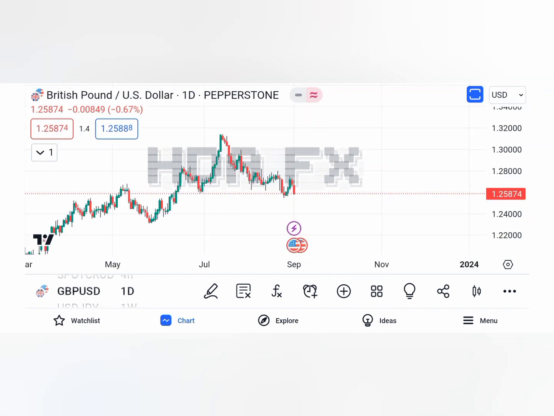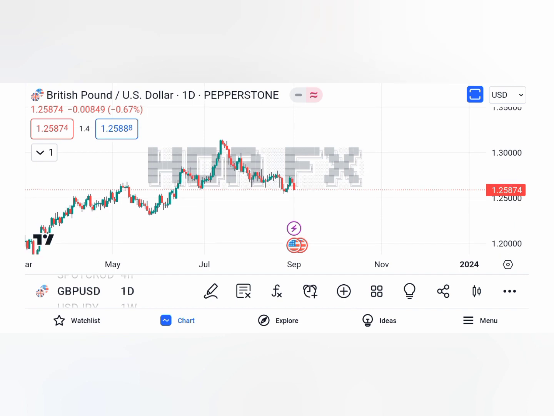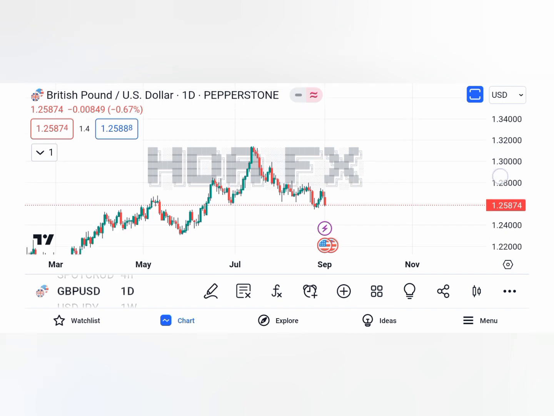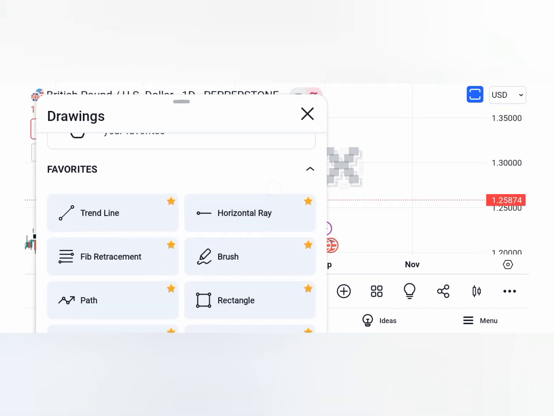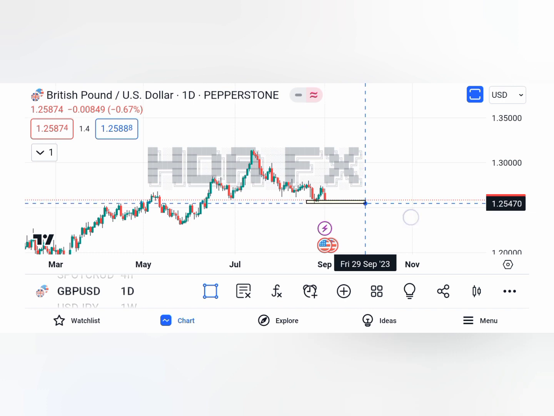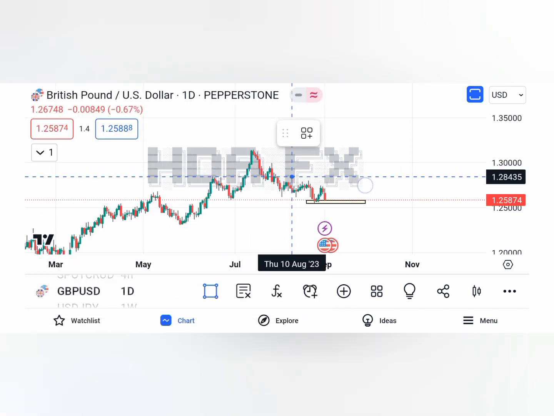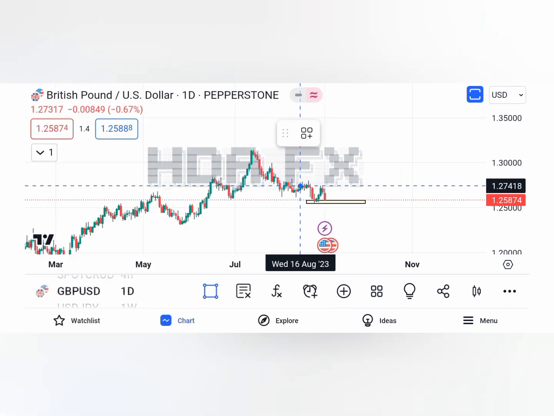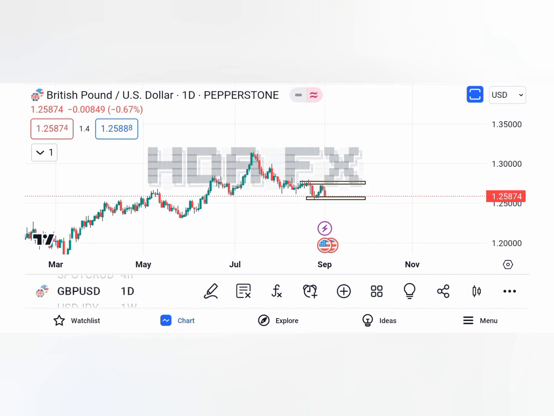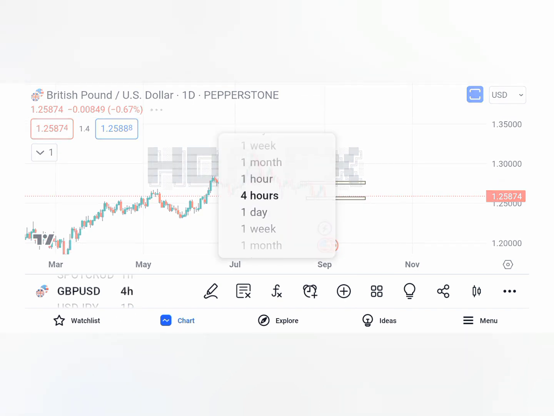So looking at the Great Britain pound and the USD dollar on the daily time frame, we can see that this pair is bearish. This pair is in a downward movement, and we can spot this key level here, a beautiful key level at this very point, and another key level at this point also. Let's move to the 4-hour time frame and see what we have there also.